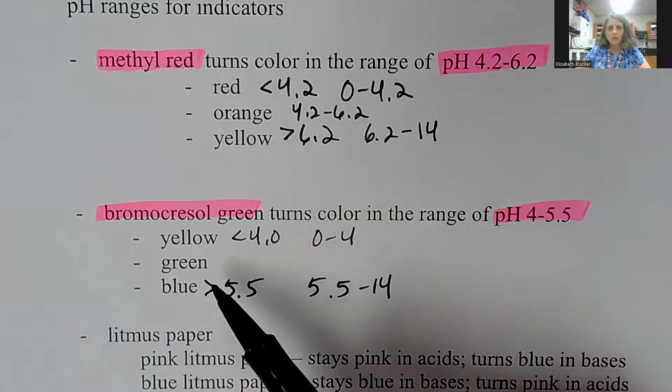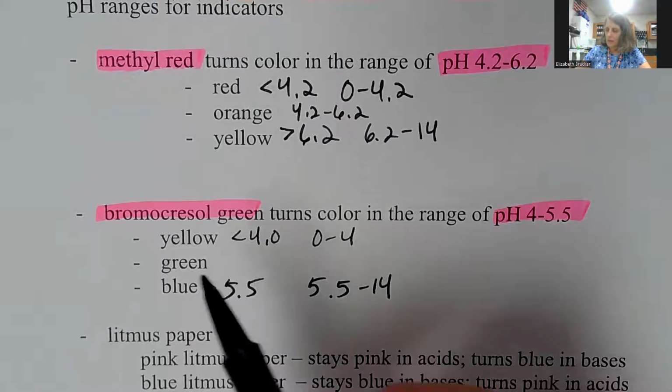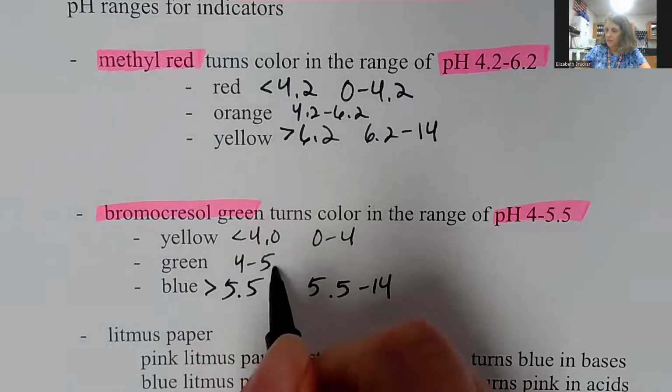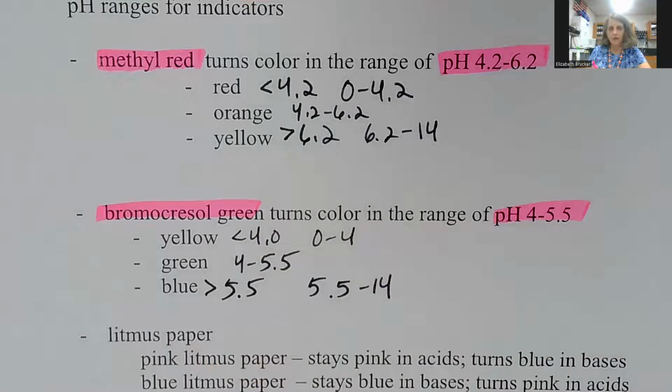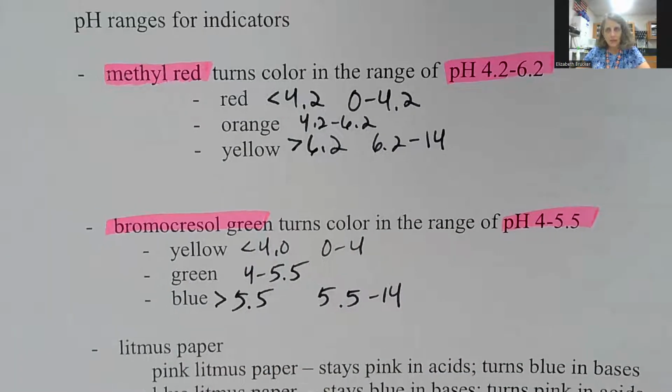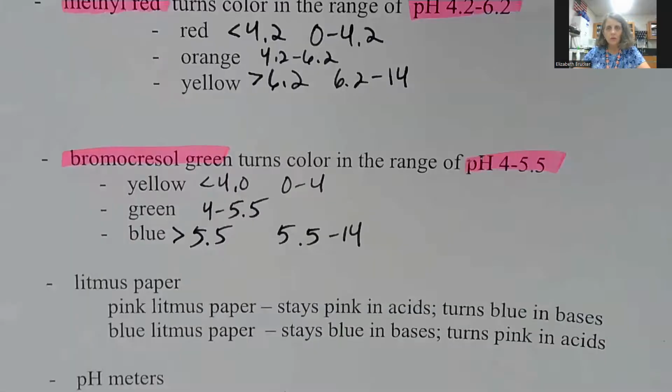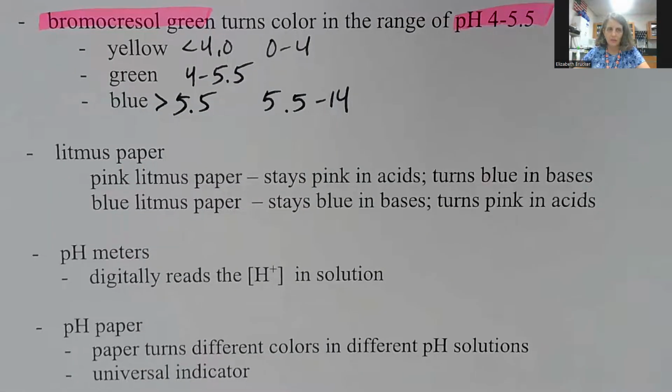And then if you have a mixture of the yellow and blue, making it green, you are somewhere between 4 and 5.5. Okay, so there are many different indicators that we could use, but those are the two we're going to use in our lab and in our examples.